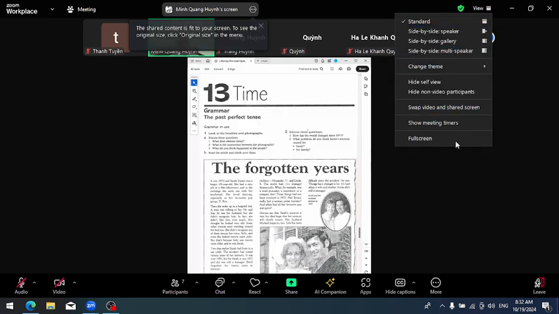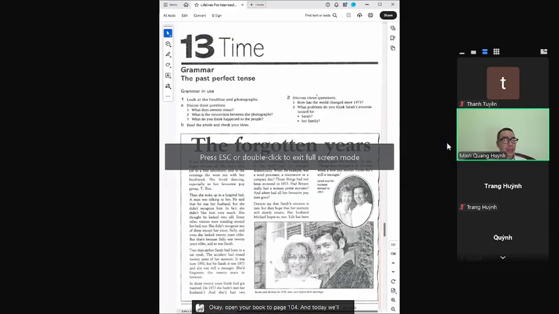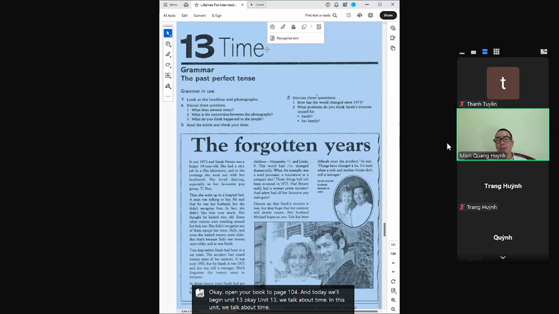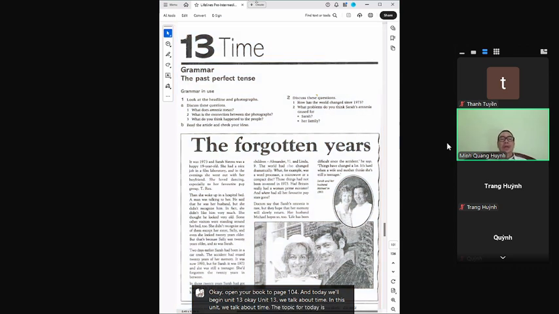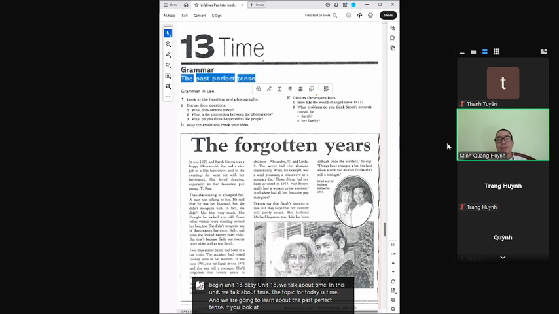Okay, open your book to page 104, and today we'll begin Unit 13. In Unit 13, we talk about time. The topic for today is time, and we are going to learn about the past perfect tense. If you look at the grammar point today, we will be talking about the past perfect tense, right?